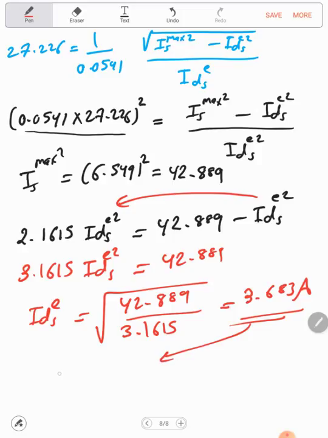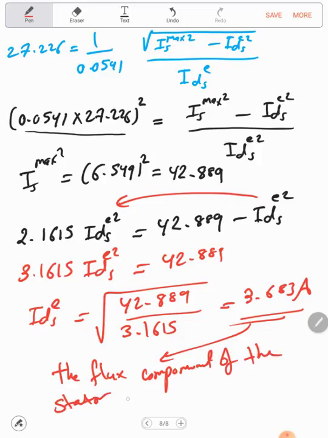So this is the flux component of the stator current at rated condition.